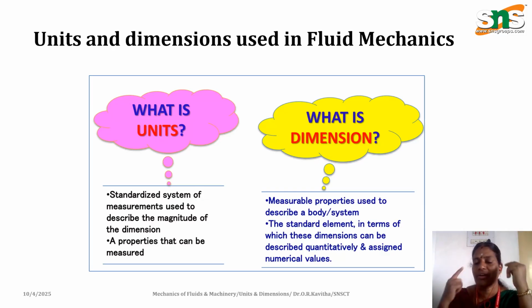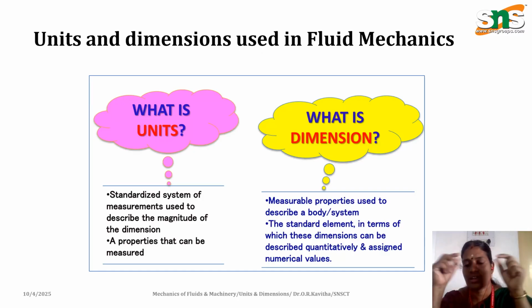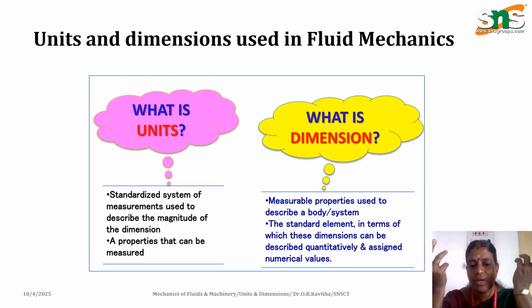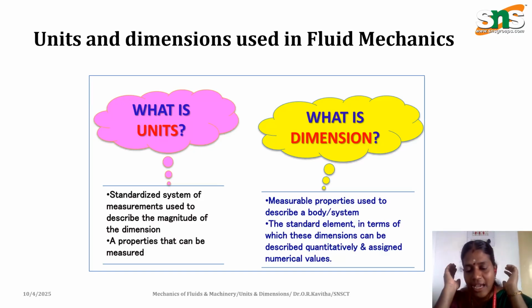For an example, if you are measuring the length of a canal, it may be in meters, or it may be in feet, or it may be in kilometers. Okay, so this is a magnitude. And if you are taking the dimension, it is the property used to describe a body or system. These dimensions can be described quantitatively, and they are also assigned numerical values.